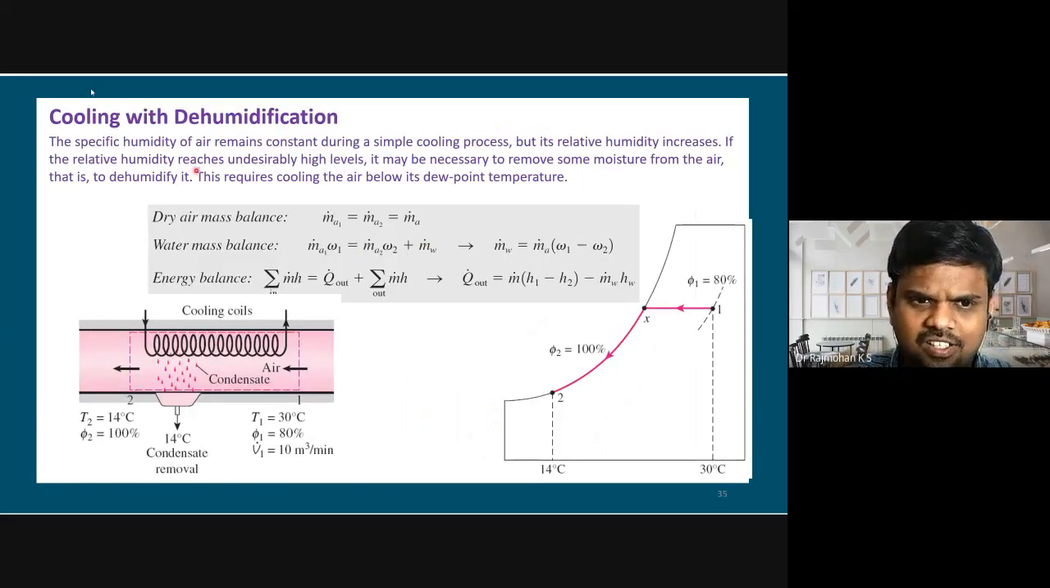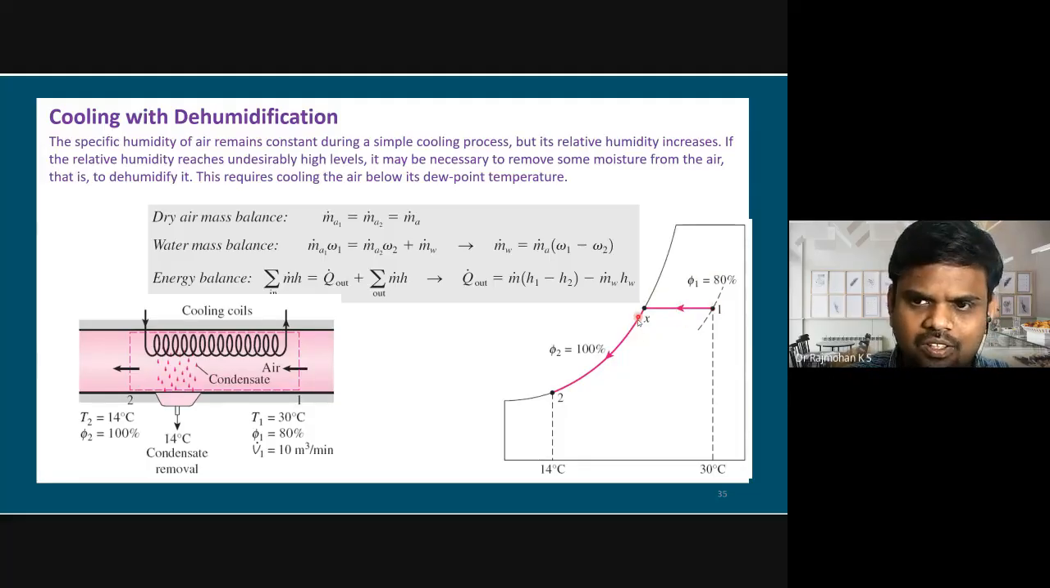And there are cases where we can do cooling with dehumidification. The specific humidity of air remains constant during the cooling process, which we have discussed earlier separately. But what happens to the relative humidity? It gets increased when you are cooling. In the earlier case, when you are heating and move away from the 100% relative humidity line, we get less relative humidity, right? But when you are cooling, the relative humidity will keep increasing, even though the absolute humidity remains constant.